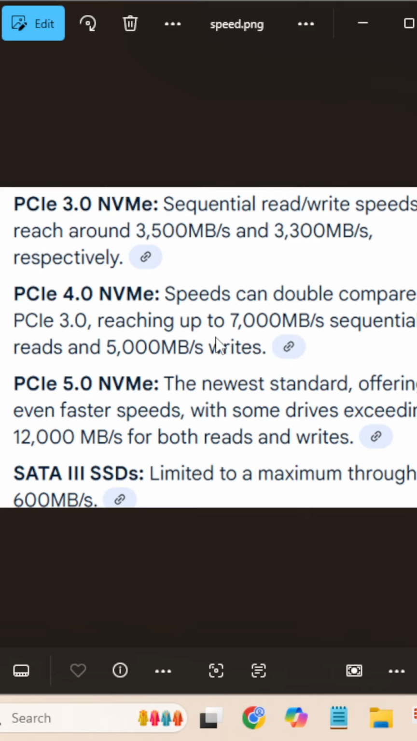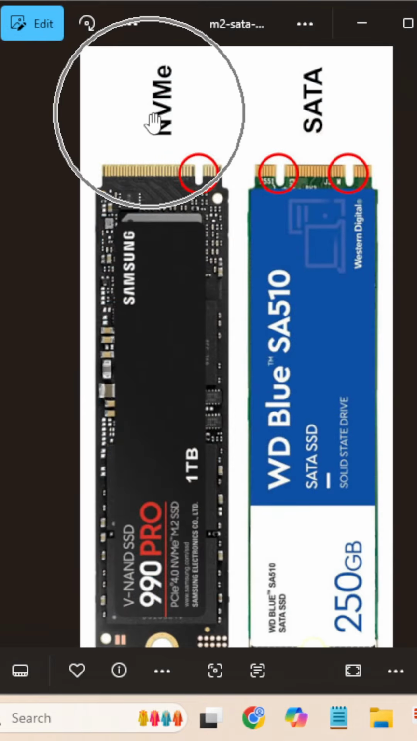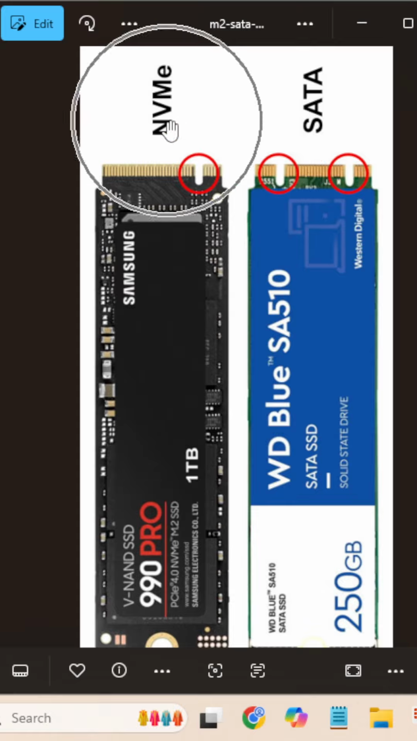Because of this read and write speed and data transfer rate, these NVMes are more costly compared to the other SSDs. That's why you need to spend more money for this one.